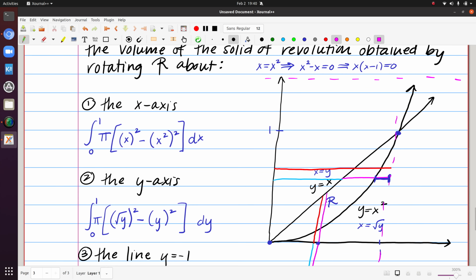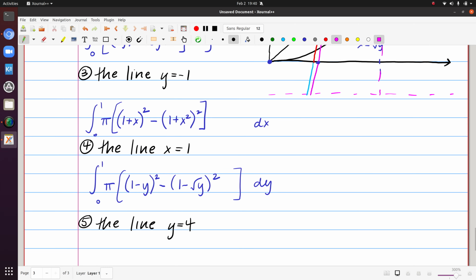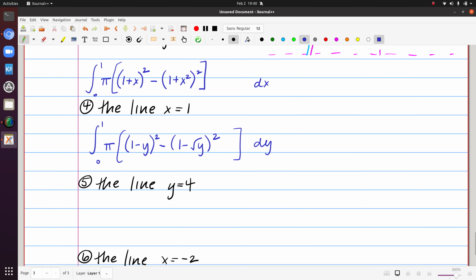Now, if my axis of rotation is up here, notice that my outer radius is coming from the y equals x squared function. That's further away. And the inner radius is coming from the y equals x function. So right away, I can notice that this is a horizontal axis of rotation. I'm going to integrate with respect to x. And it's going to be a washer because there's a gap.